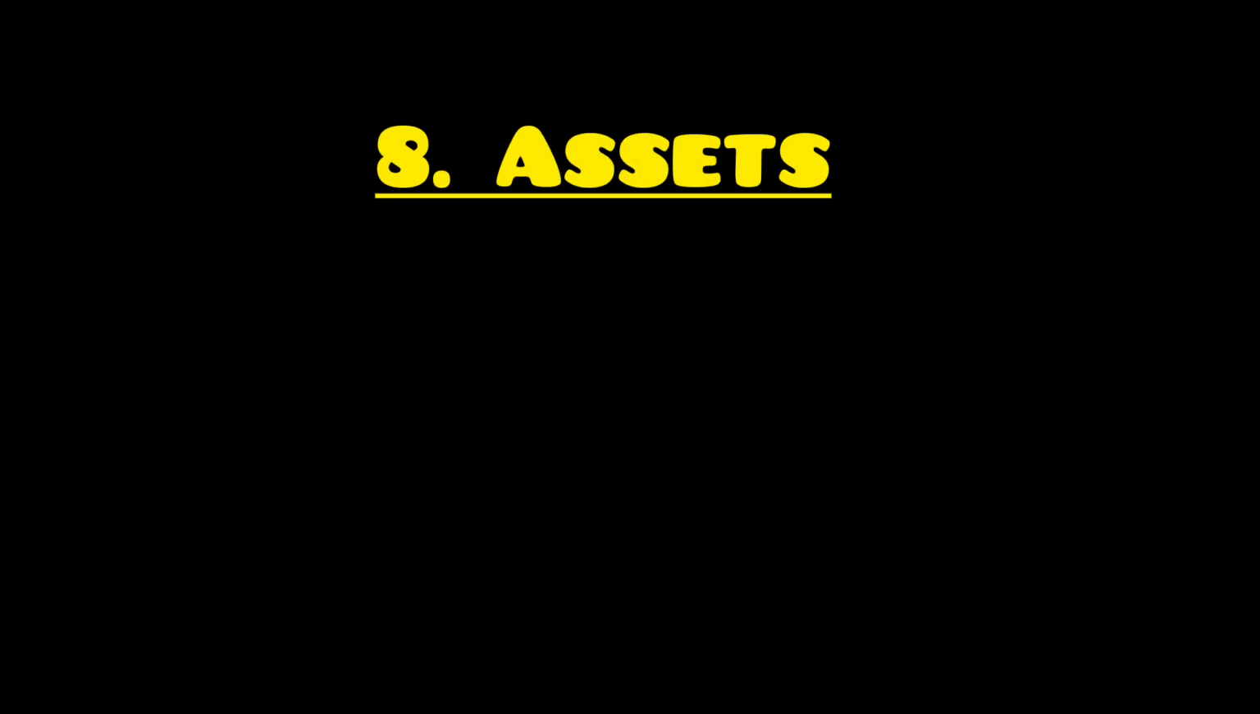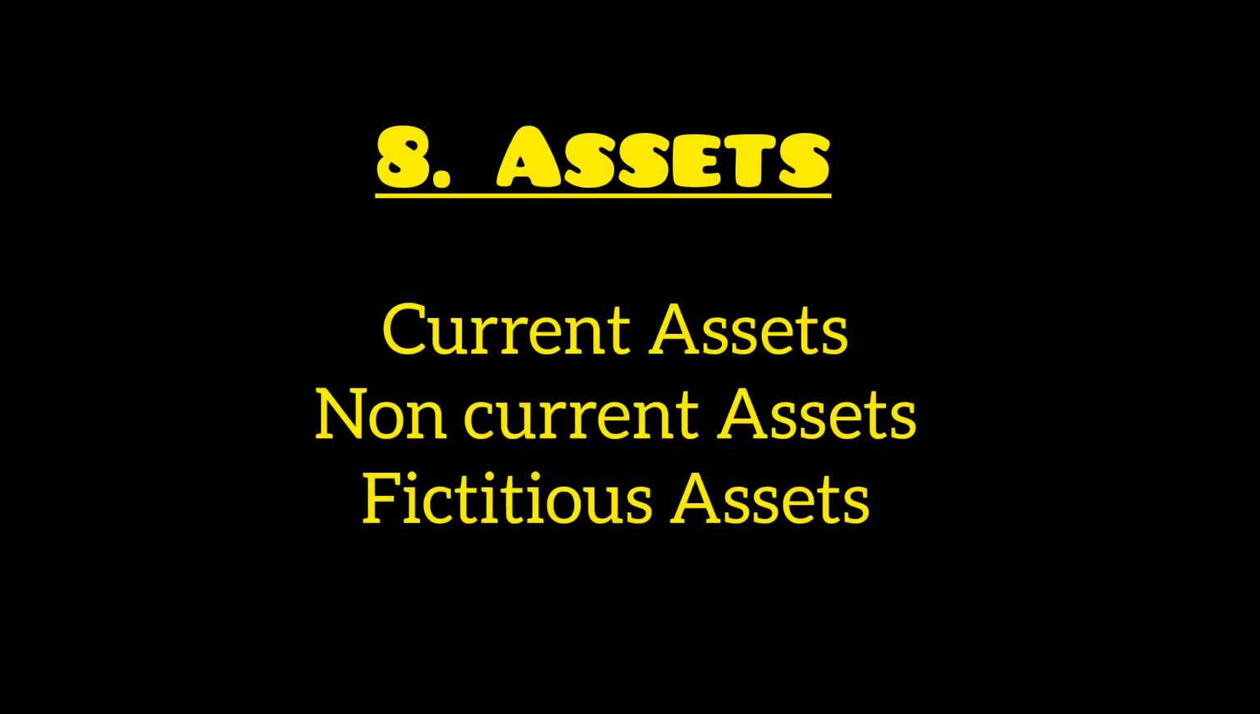Next term we have assets. Now what are assets? Assets means the benefits which we get from our resources or property. Any item which gives us certain benefits, those items are termed as assets. Now assets are classified into three categories. We have current assets, non-current assets, and fictitious assets.